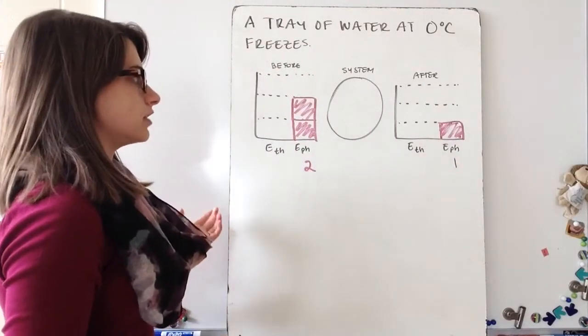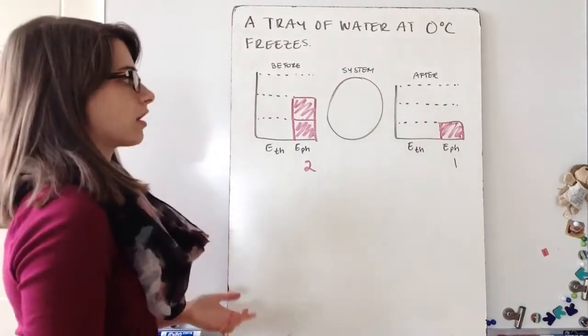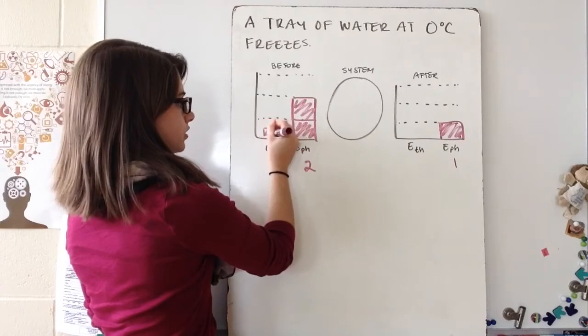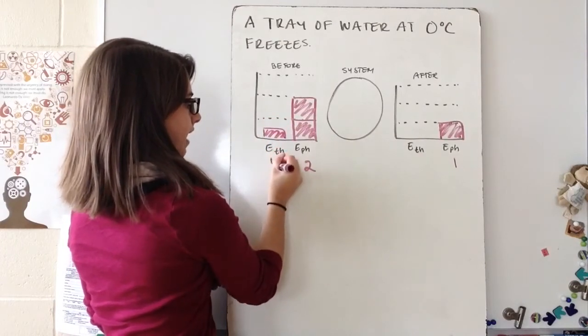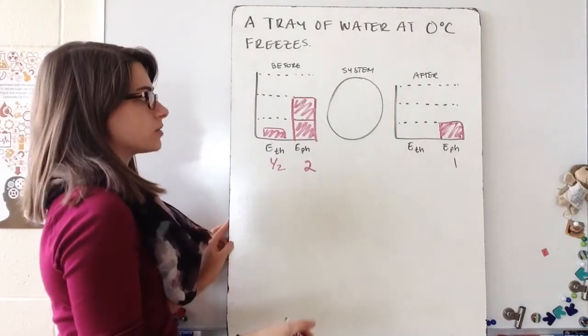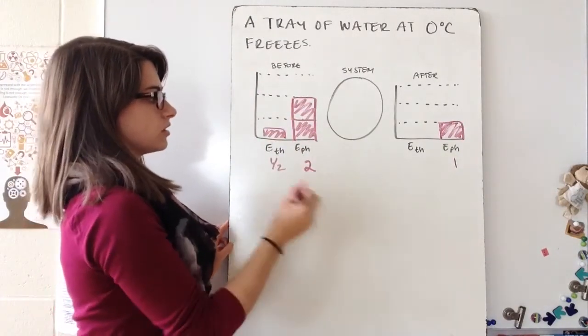Now our thermal energy, our situation doesn't say anything about the temperature changing. The water is at 0 degrees to begin with, so it has low thermal energy to begin with. I'm going to say it has half, because 0 degrees is pretty cold. And all our situation is telling us is that it's freezing. It's changing from a liquid to a solid.